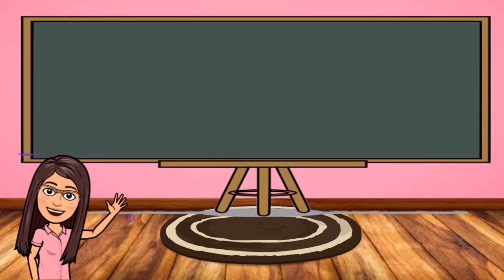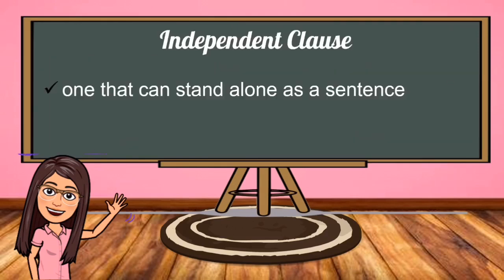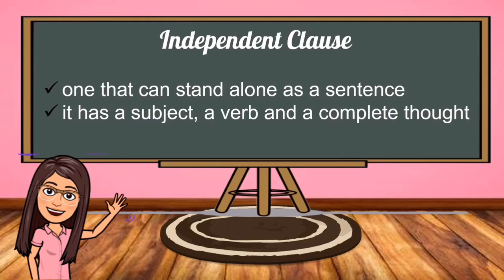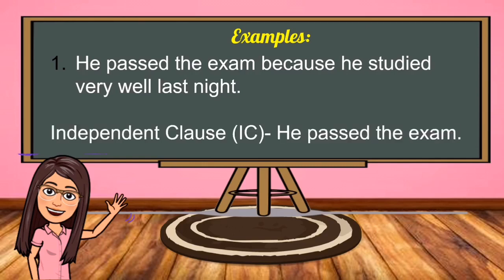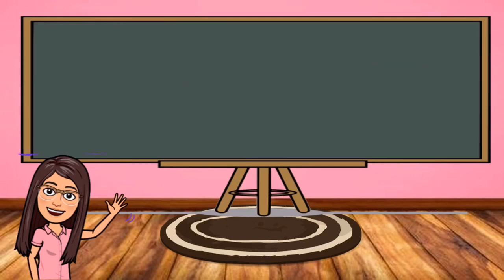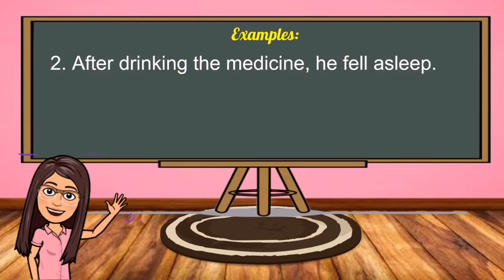Next, we have the independent clause. It is one that can stand alone as a sentence, and it has a subject, a verb, and a complete thought. For example, he passed the exam because he studied very well last night. In this sentence, we have the independent clause, he passed the exam. Next example, after drinking the medicine, he fell asleep. Here, our independent clause is, he fell asleep.